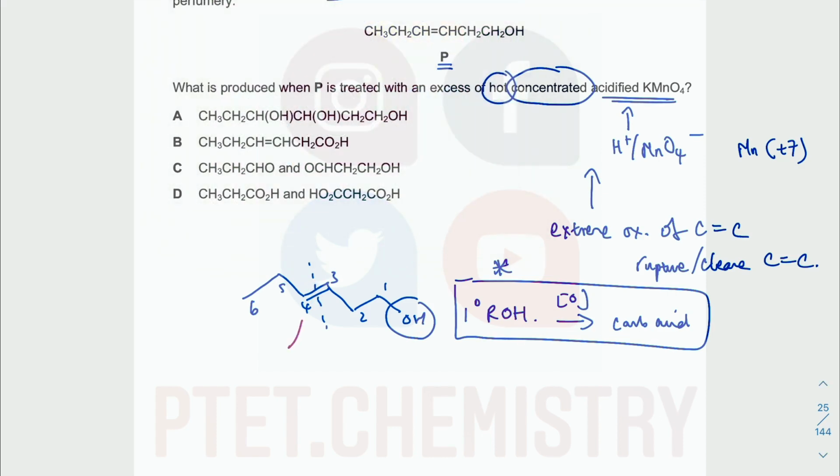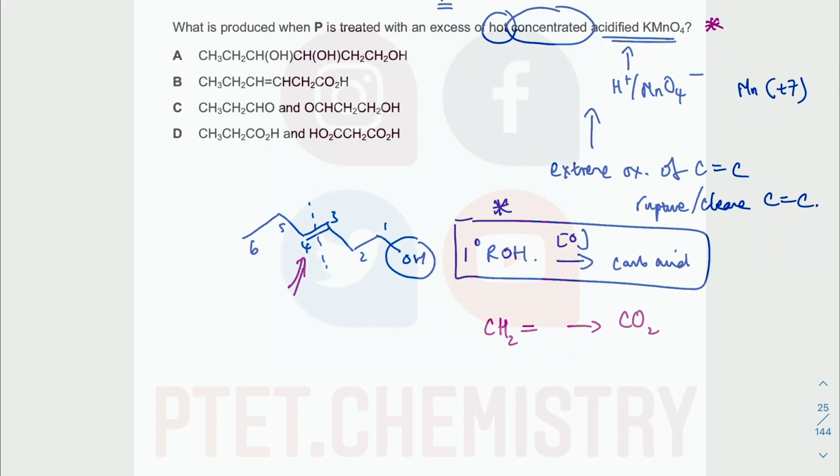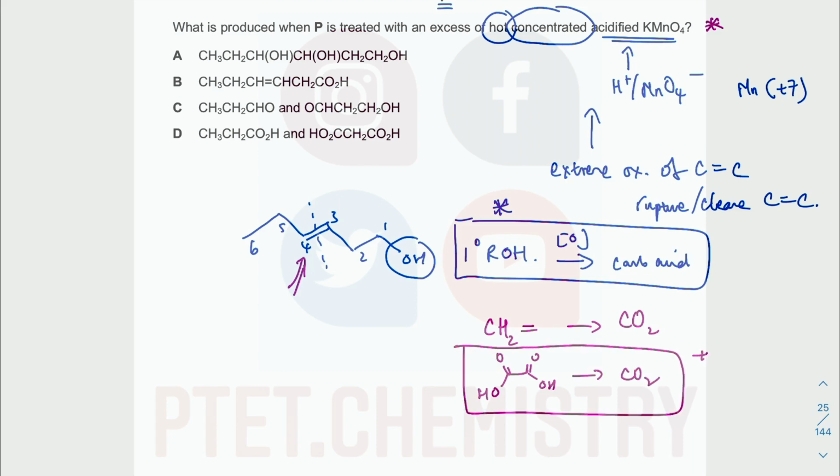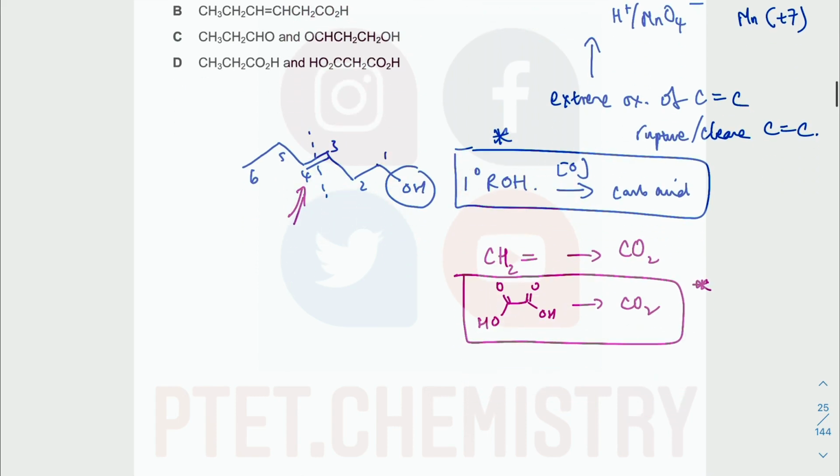So when you cleave an alkene under these extreme conditions, you can have 3 different cleavages. CH2 double bond will cleave to CO2. What's the other one? Oh, I forgot about this. When you have COOH, that will also give you CO2 as well. Just bear in mind, there's ethanedioic acid. So that's case number 1.